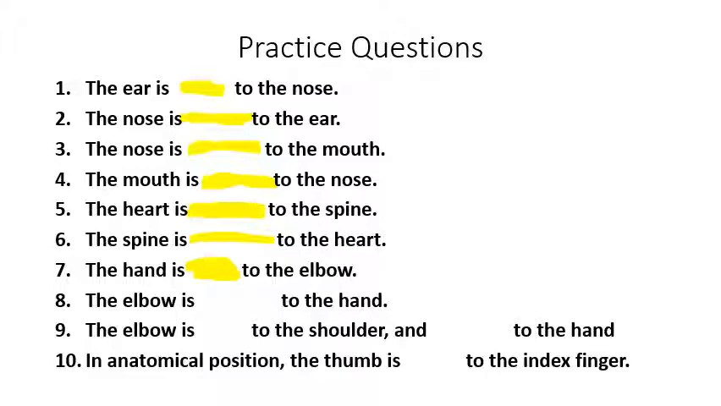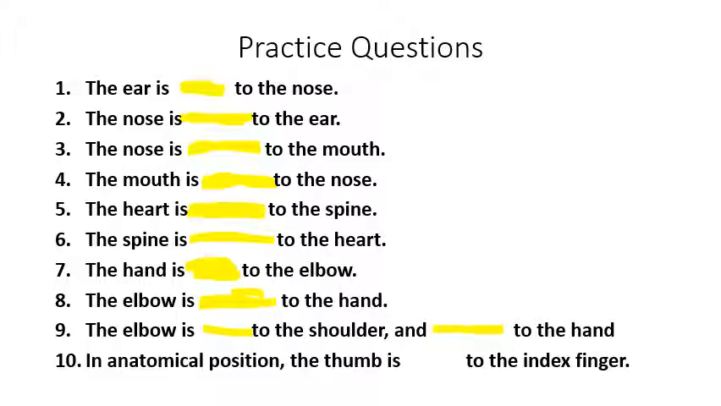Okay, so the hand's position to the elbow is one thing. What about the elbow's position to the hand? How would you describe that? Okay, now how about this? The elbow is something to the shoulder and also something to the hand. So what is the position of the elbow relative to the shoulder as well as relative to the hand?